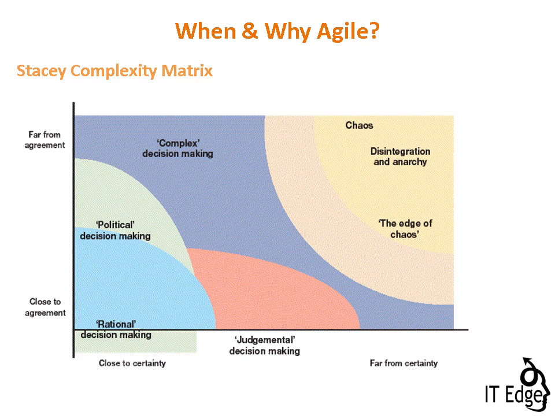For simple projects, where agreement and certainty are both high, traditional methodologies usually suffice. This is represented in the diagram as rational decision making. When there is higher uncertainty and lower agreement, an agile approach is preferred. This is represented in the diagram as complex decision making.